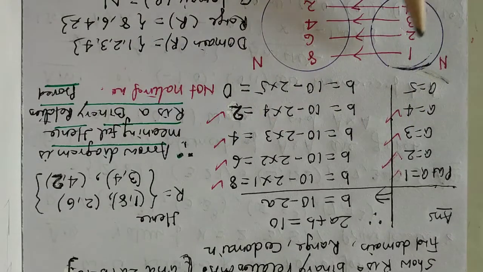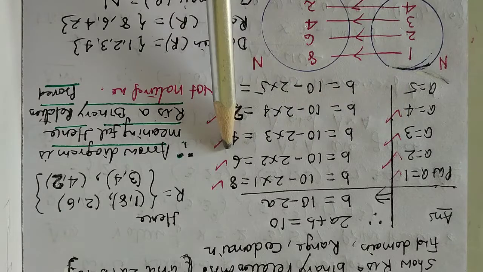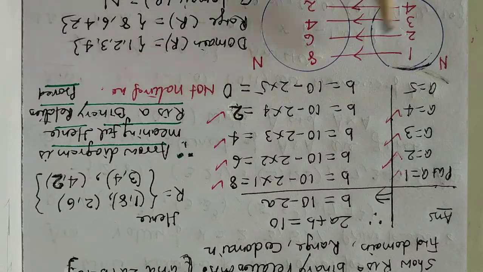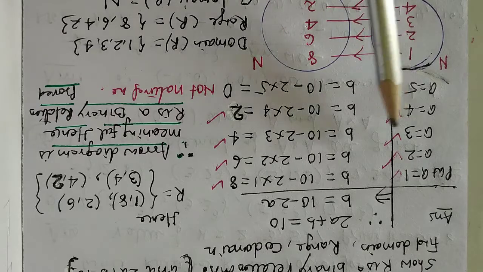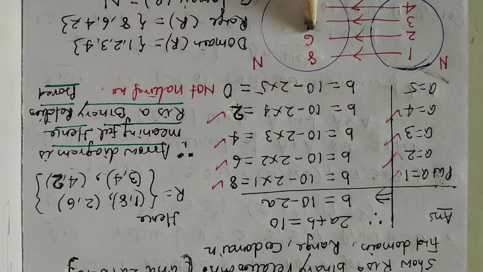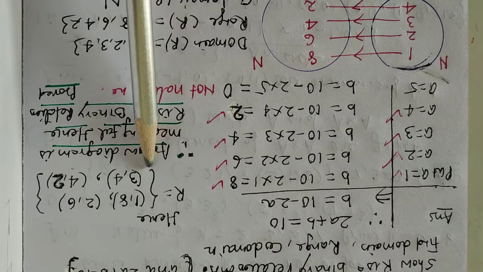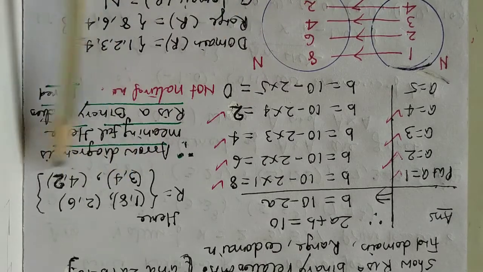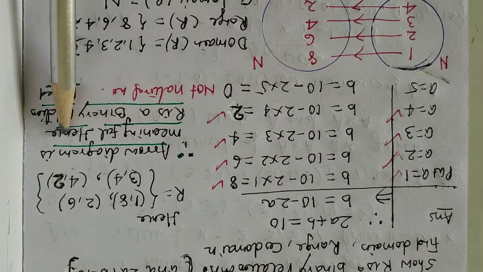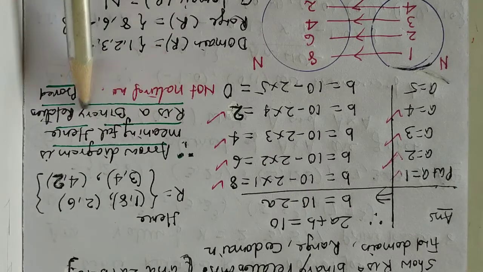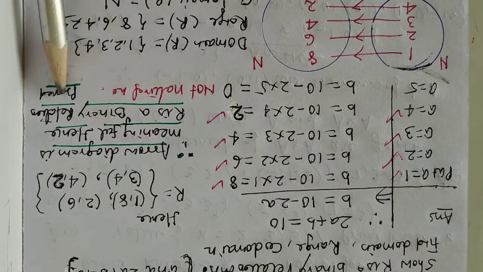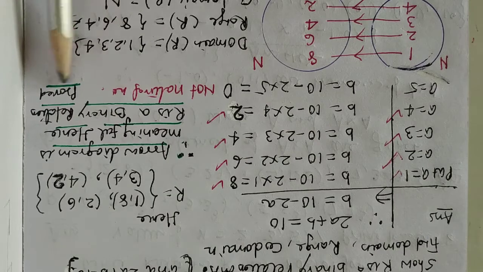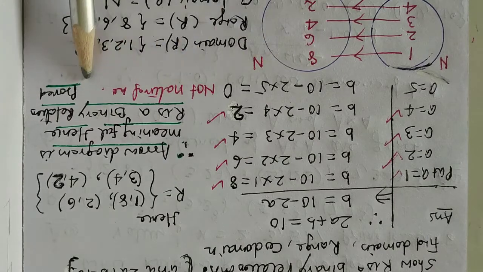1 goes to 8, 2 goes to 6, 3 goes to 4, 4 goes to 2. According to the instruction, we are getting this. So the relation is (1, 8), (2, 6), (3, 4), (4, 2). Since the arrow diagram is meaningful, the relation is a binary relation. To prove the relation is a binary relation, you only have to show that the arrow diagram is meaningful.